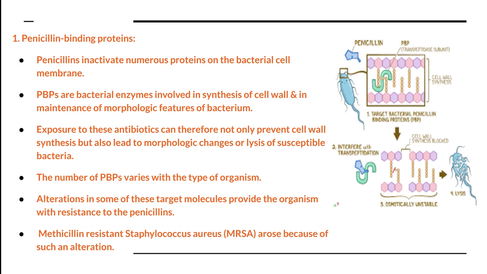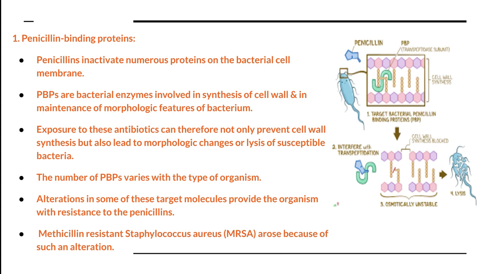Exactly. But if it inhibits, it becomes osmotically unstable and the bacteria dies. Now, if we talk about alteration of some of these target molecules, they provide the organism with resistance to penicillin. So there is a thing called methicillin resistant Staph aureus. Staph is Staphylococcus, methicillin resistant Staphylococcus aureus, MRSA. So that resistance developed because of this alteration.